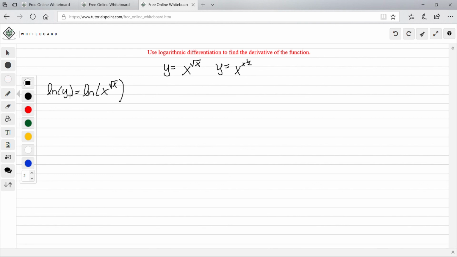So for this, let me simplify this. So remember, when you take the ln, whenever there's an exponent, you put it in front of the ln. So let me put that in front. Okay, so now I'm going to have to use implicit differentiation with respect to x. So wherever there's a y, you put a dy/dx. So the derivative of ln y is just 1 over y, and then the dy/dx.